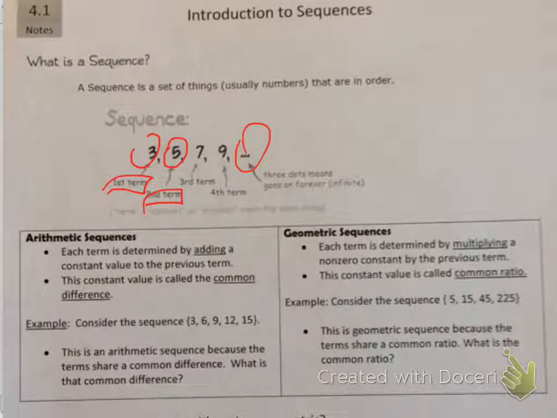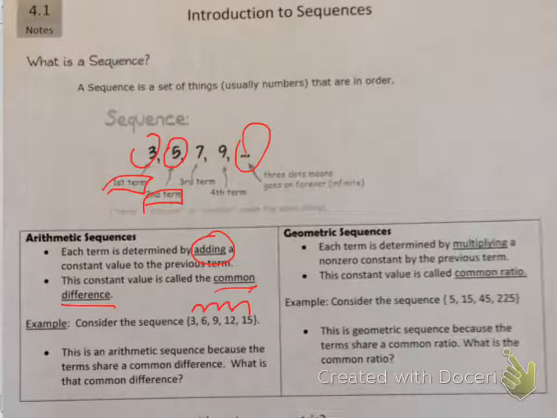The first kind of sequence is called an arithmetic sequence. This is when each term is determined by adding a constant value to the previous term. So this constant value is called the common difference. An example would be this sequence right here.